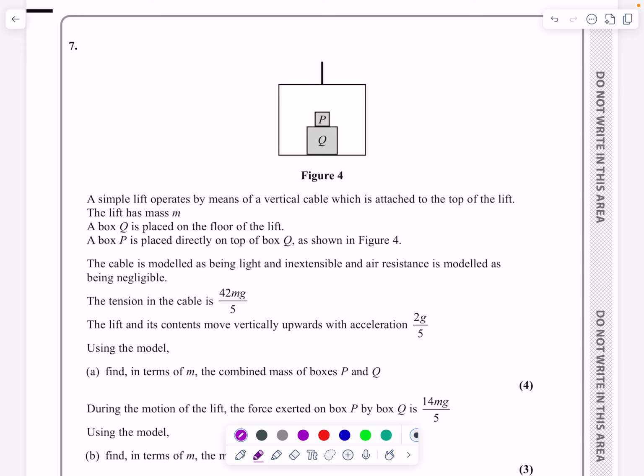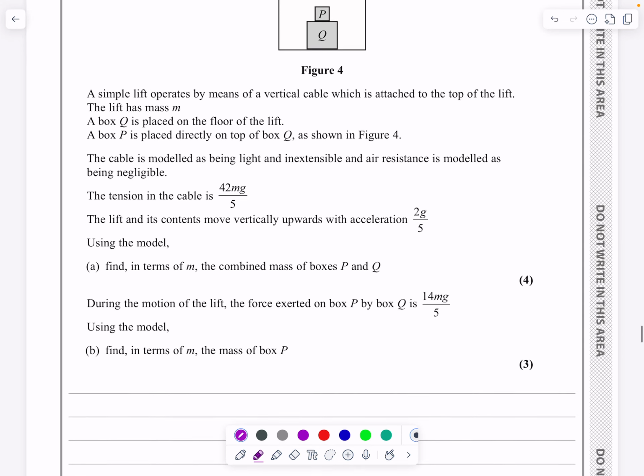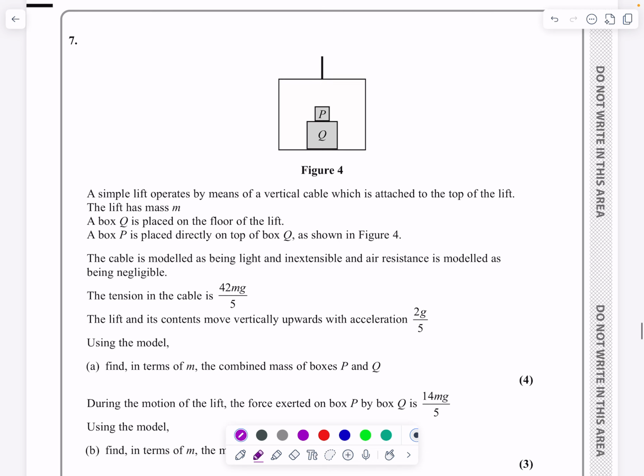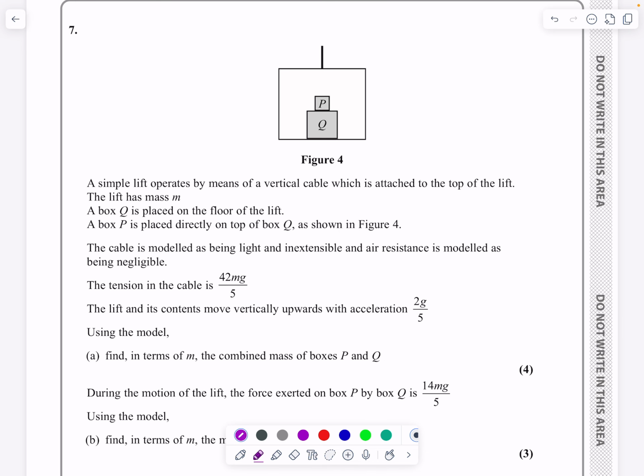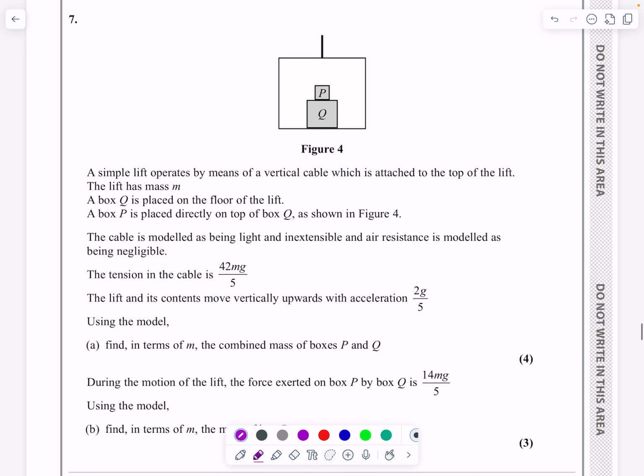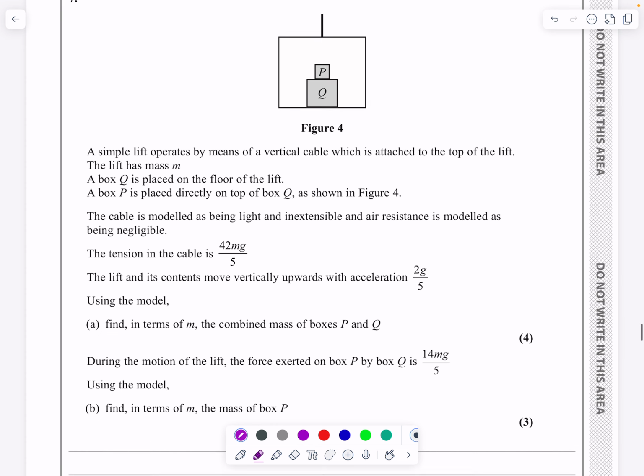Okay, this is the M1 paper from January 2023. It's question number 7. As you can see, this is a dynamics question, sort of connected particles or particles in a lift. These aren't particularly straightforward, these questions, so let's just take our time and look at it. It says we've got this lift operating. Read through it. I'll pause the video, have a look at all the information given.